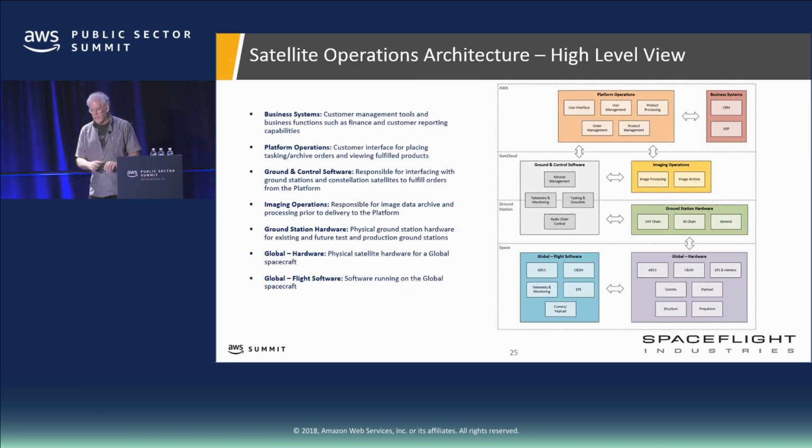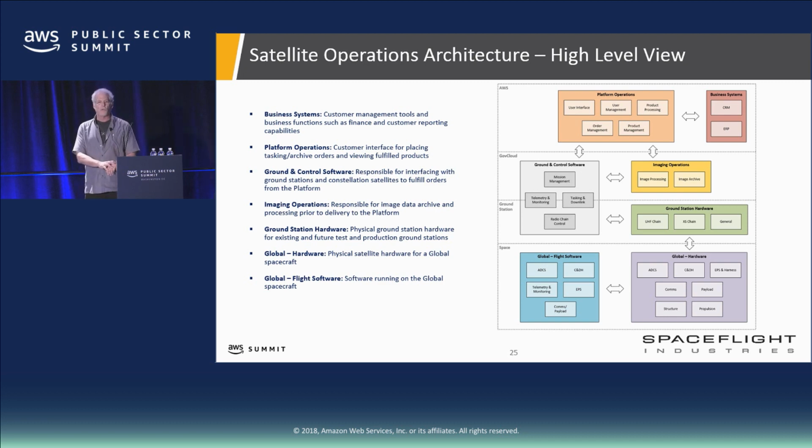So now what this shows is, there's a lot of detail on this slide, so I'll try to go through this. This is the satellite operations architecture, and on the very top there is the platform operations and business systems that Scott has. And then we get down to the next layer where my work starts, and that's the ground and control software as well as imaging operations.